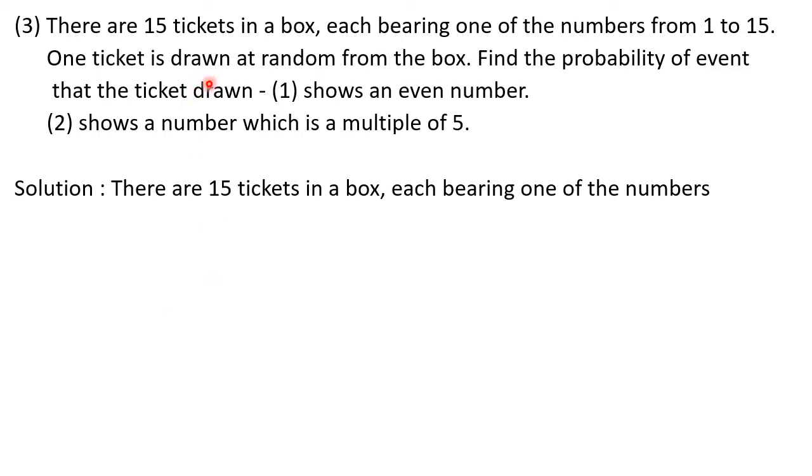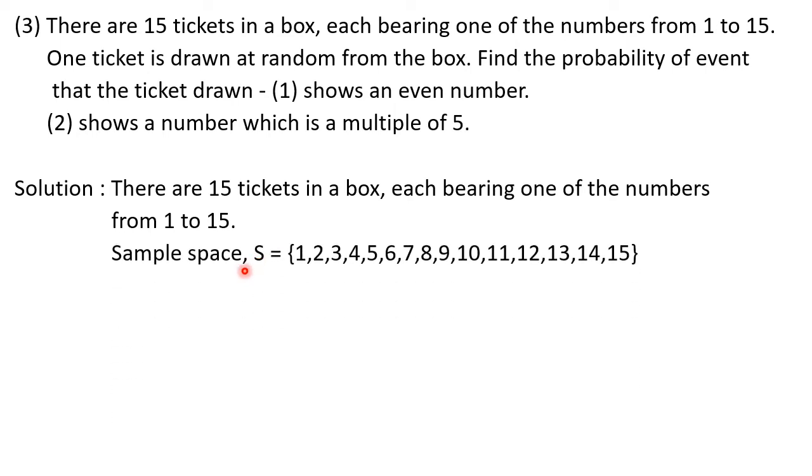So write down what is the experiment here. The experiment is that there are 15 tickets in a box bearing one of the numbers 1 to 15. From this we can write down the sample space as all the numbers from 1 to 15. Here I have written all the numbers, but as I have said, you can write down some numbers and then put dot dot dot and write the last number also. But here 15 numbers were there, so all the numbers are written here. We can write here now that N of S is 15.